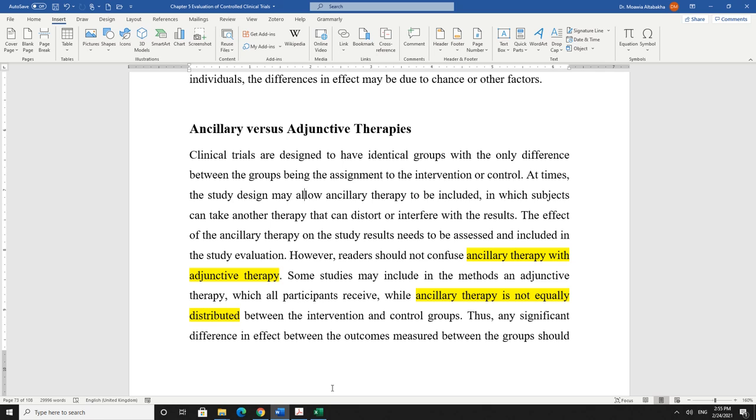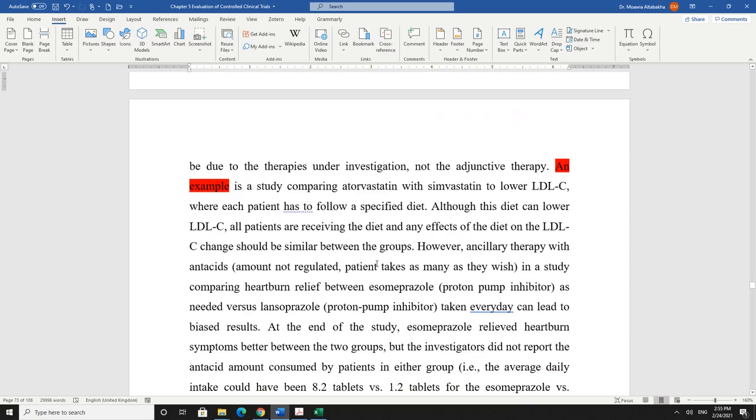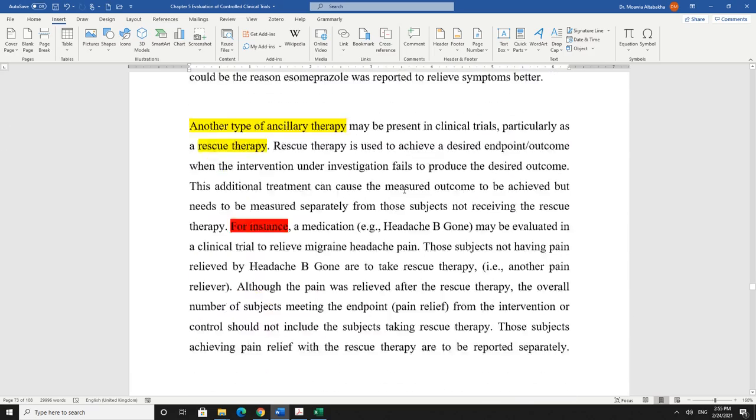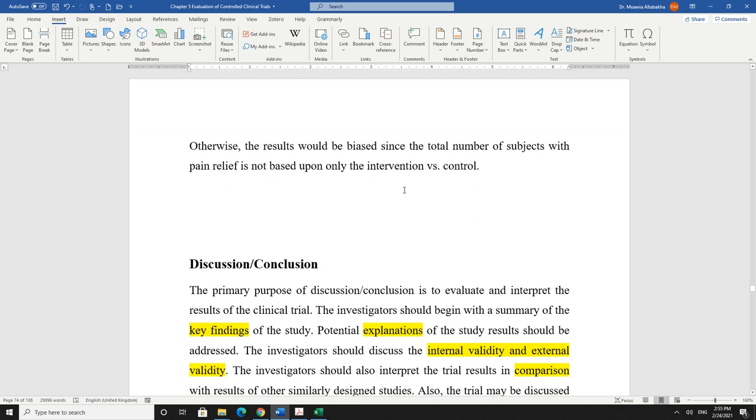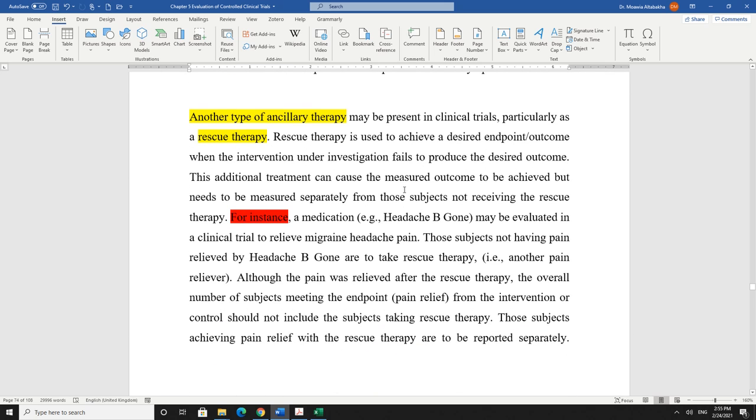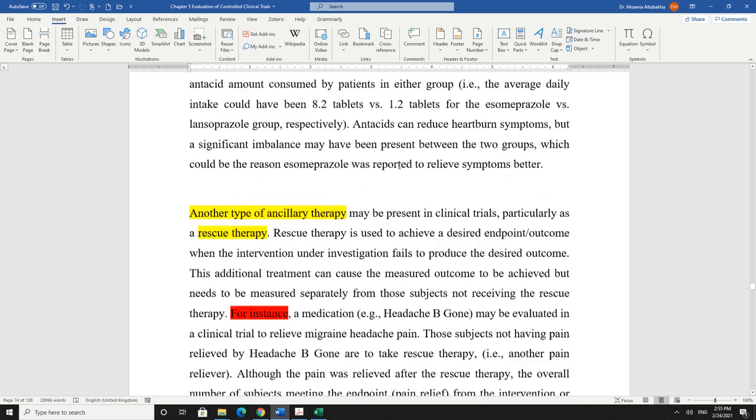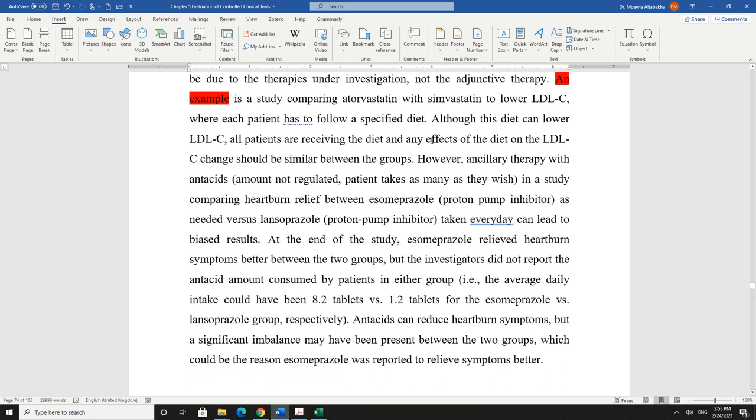Whereas ancillary therapy is different. Ancillary therapy is, for example, let me give you an example of this one. I want to compare esomeprazole, which is a proton pump inhibitor, with lansoprazole, from the same class. I want to see if they are better in relieving heartburn.